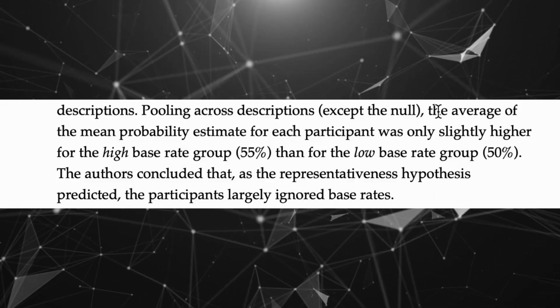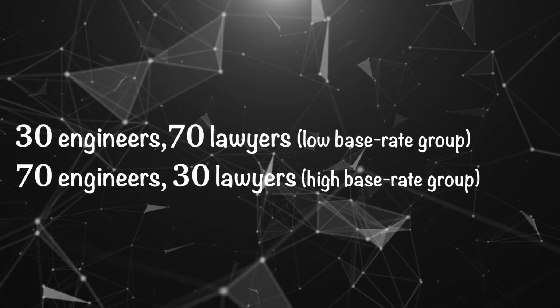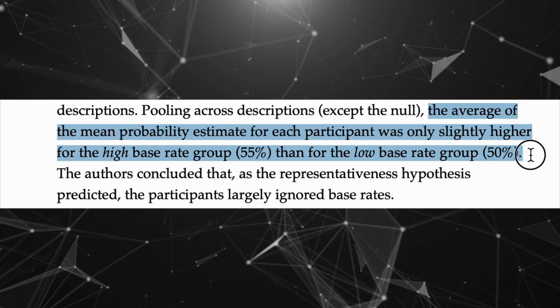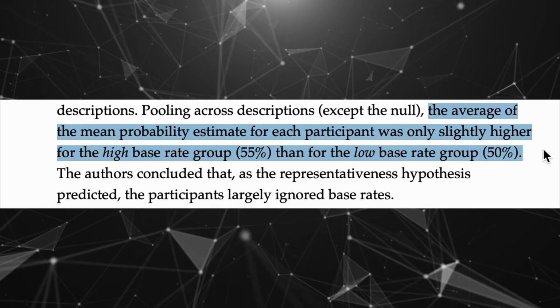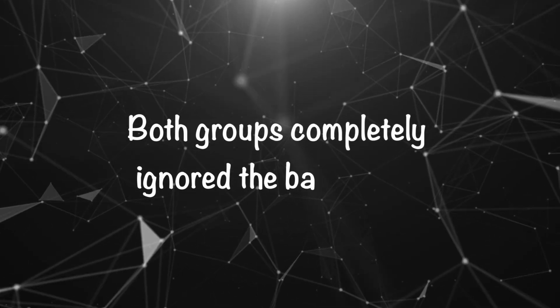What they found was that the average of the mean estimates for each participant was only slightly higher for the higher base rate group than for the lower base rate group. Whereas if base rates were taken into consideration, the higher base rate group should have a much higher percentage because they had more engineers than the other group. The conclusion was that both groups completely ignored the base rates. Let's start with an example to get a better understanding.